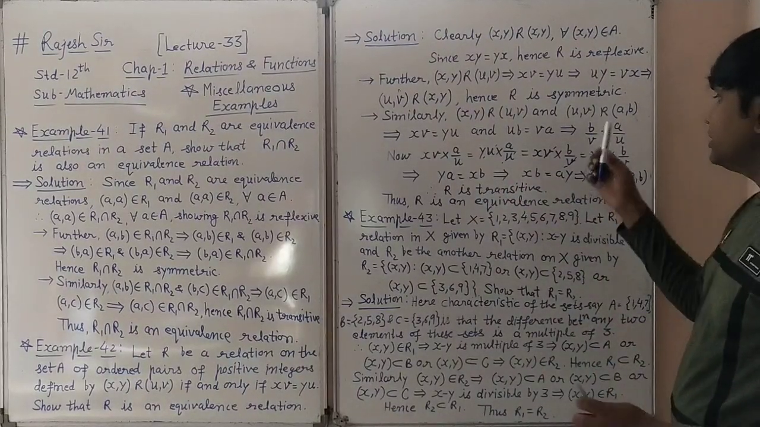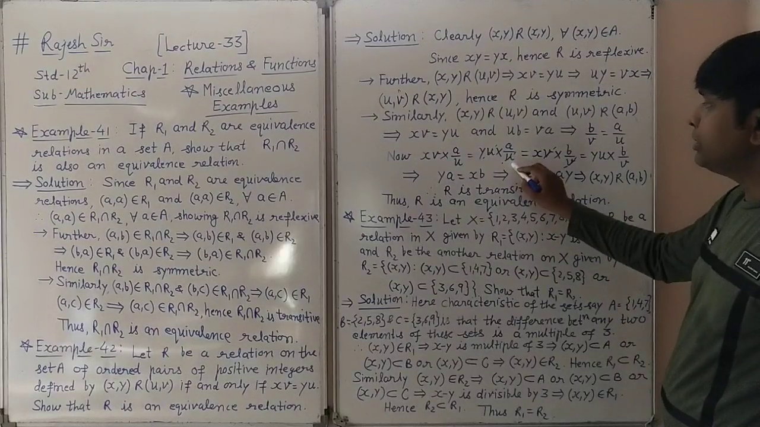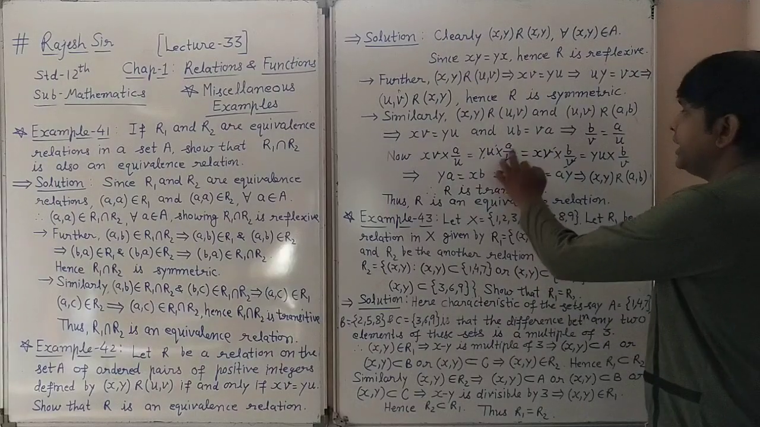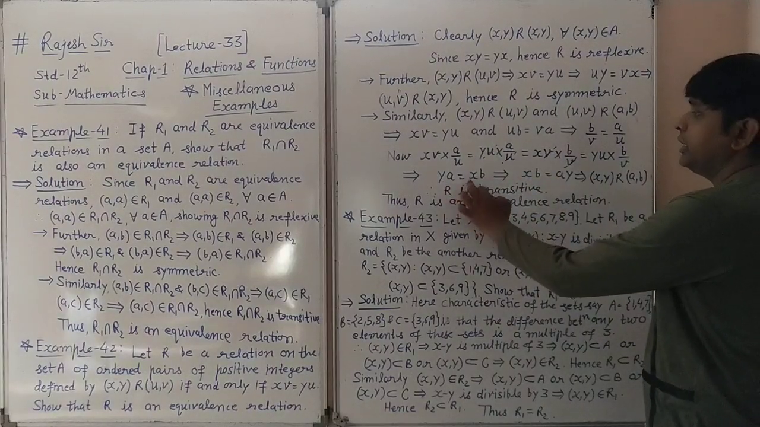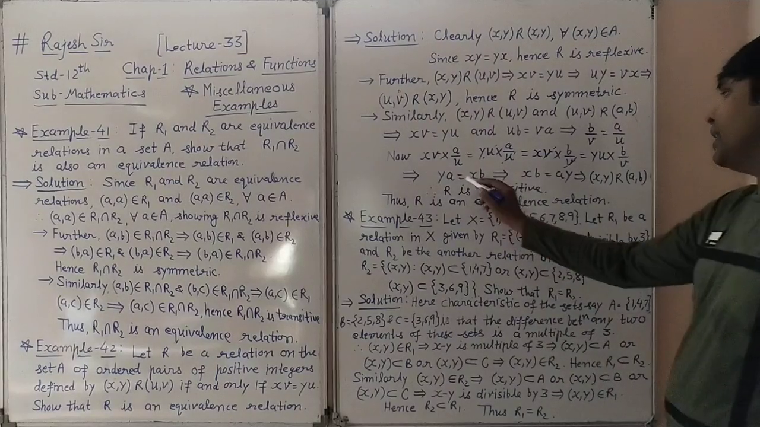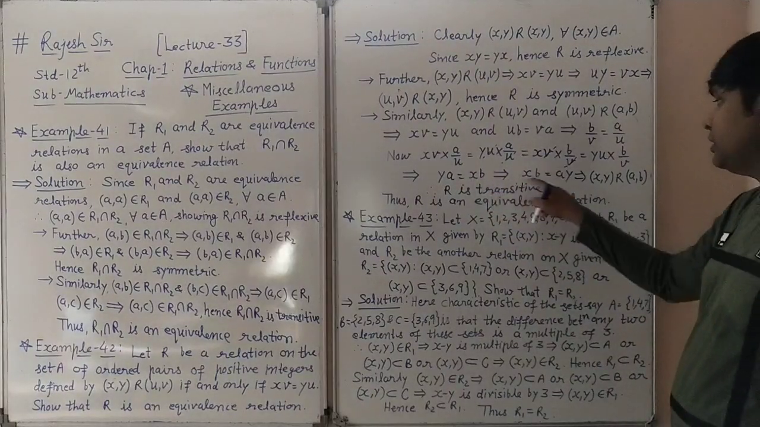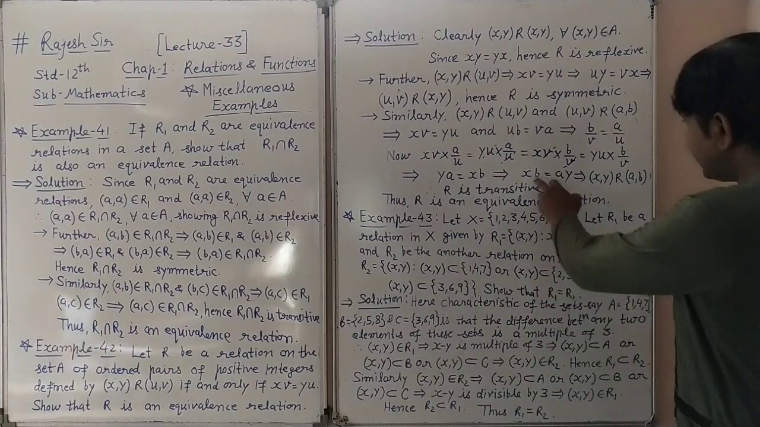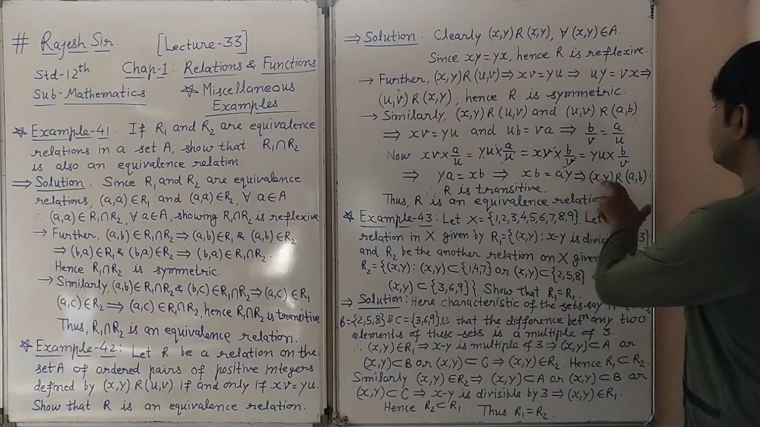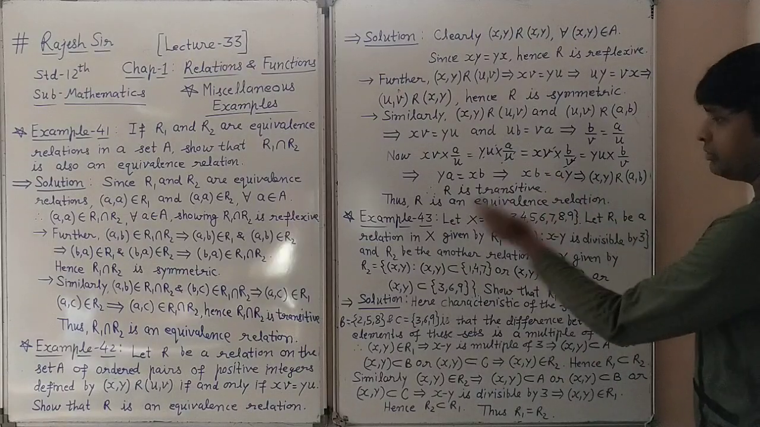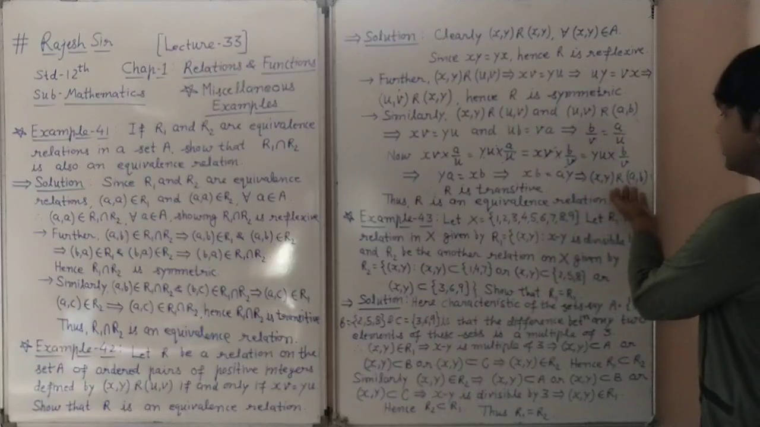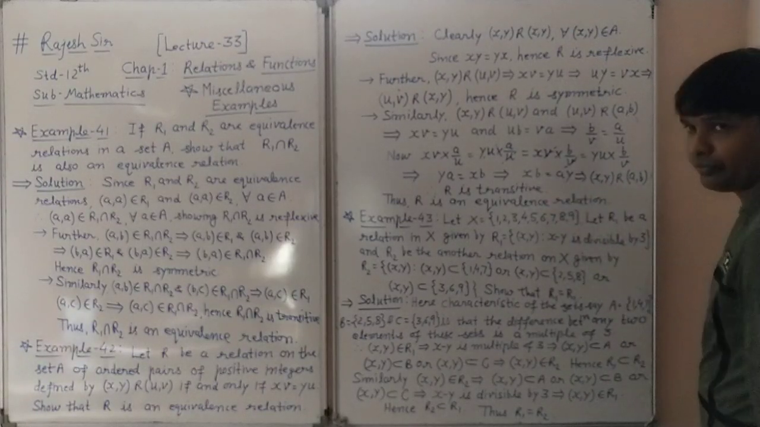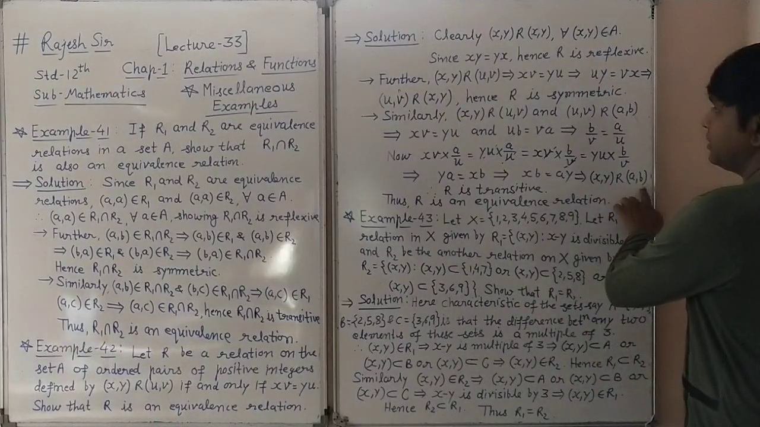Now what happens in between? Here u and u will be cancelled. Here v and v will be cancelled. So what is remaining here? ya equals xb, that I have written. Now this ya equals xb can be written as xb equals ay, commutative law used, and this can be written as (x,y) related to (a,b), as given in the relation. So you can write (x,y) related to (a,b).